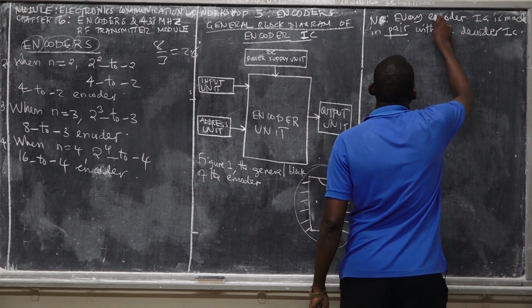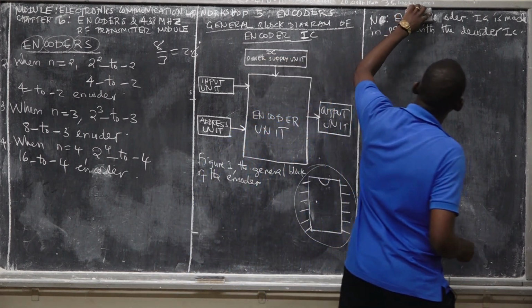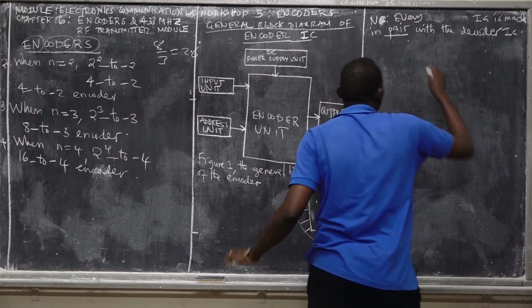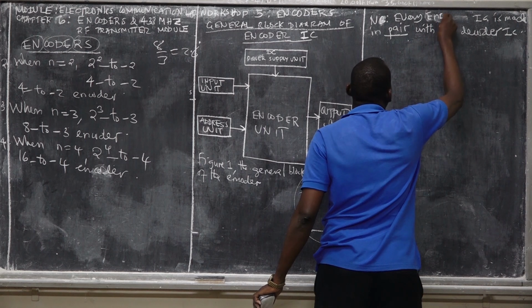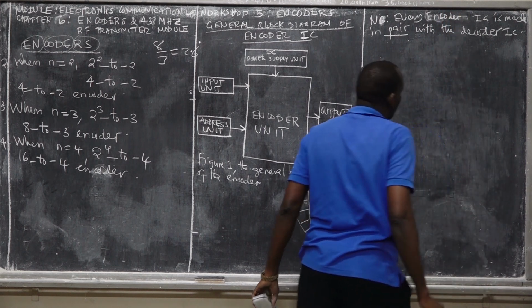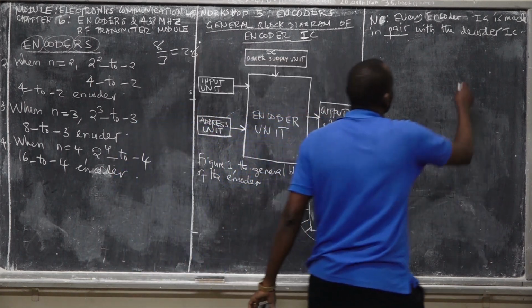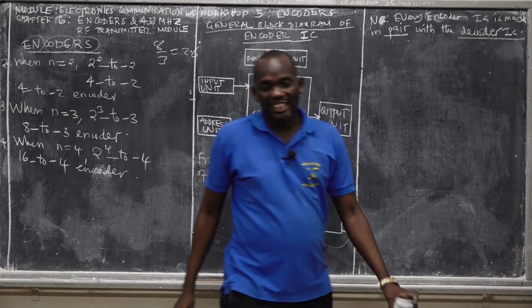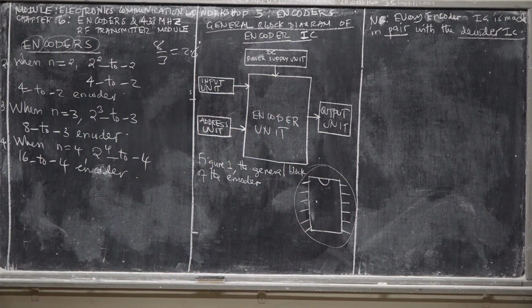Every encoder, very simple language. Just wait, I will teach you by using a very simple example. Every encoder IC is made in pair with a decoder IC. So to understand these concepts is very simple. How? It's very simple. I think every student in this class wears shoes.